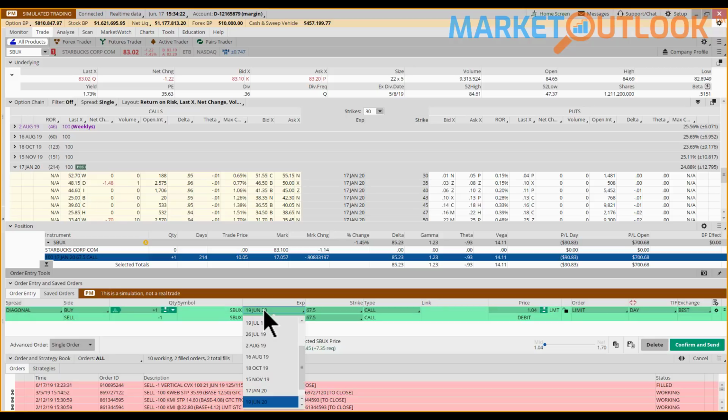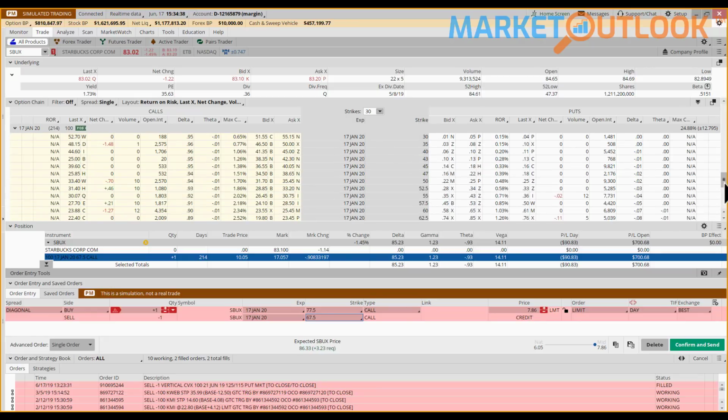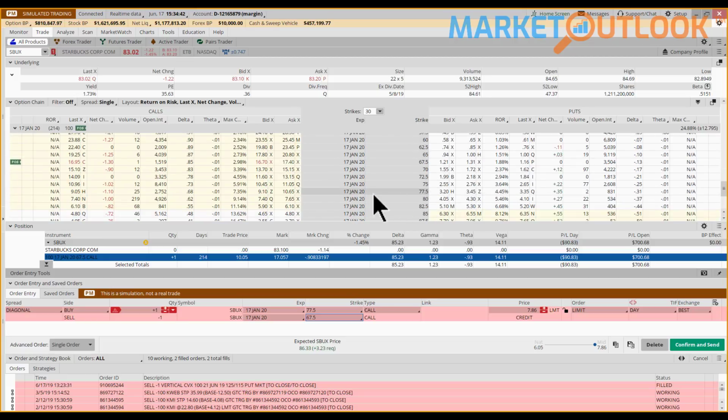So I'm going to change it to the exact same time period. We're going to stick with the January 2020s, so that matches. But on this top line where it says strike, I'm going to click that drop down and go to the 77.50. Again, the reason I'm doing that is because as we look at this strike chain over here, the 77.50 is the one that has the closest to the 70 delta.